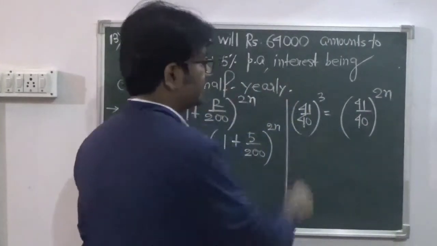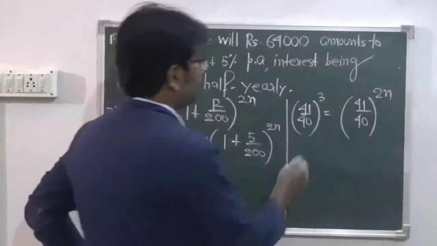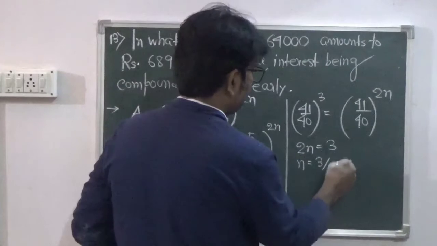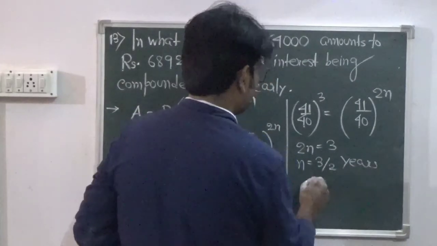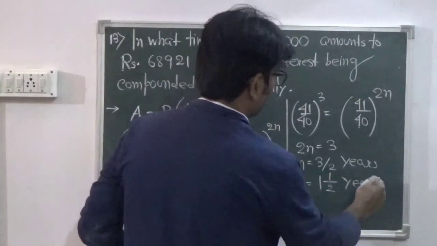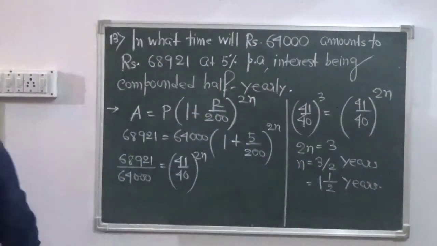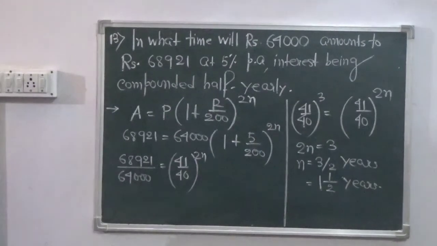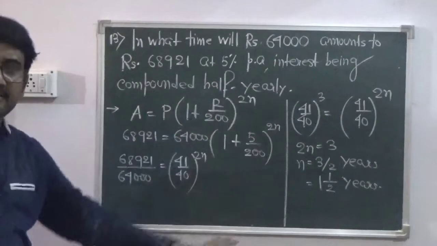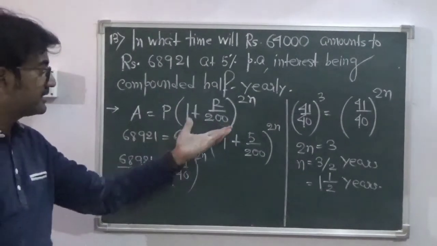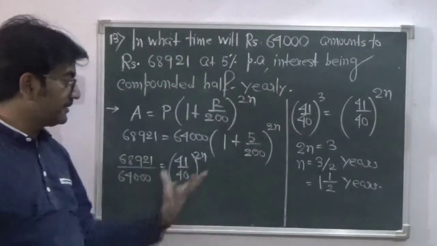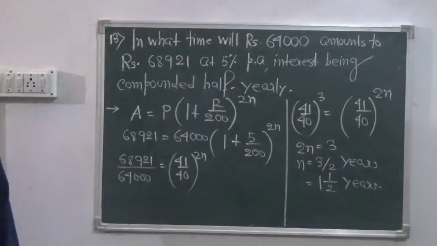So since the bases are the same on both sides, we have to equate the powers. So 2n equals 3, or n equals 3 by 2 years, that equals 1 and 1 by 2 years. So the time is 1.5 years. Everything remains the same, only in the formula we have changed the values, because r is divided by 2 and time is multiplied by 2. So the time comes to 1.5 years.